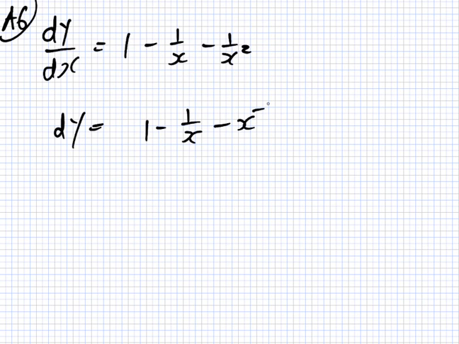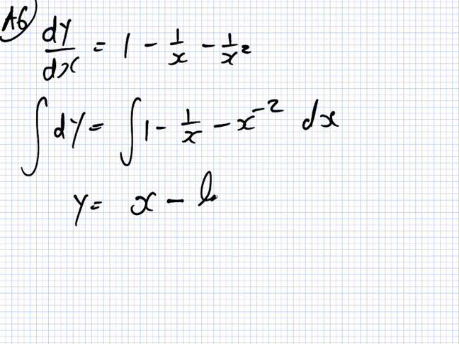dy dx equals 1 minus 1 over x minus 1 over x squared. Find the equation of the line. In fact, this is an ODE. We have to work out the y. So, we get dy equals 1 minus 1 over x minus 2 dx. Integrate. Y equals... Go on.